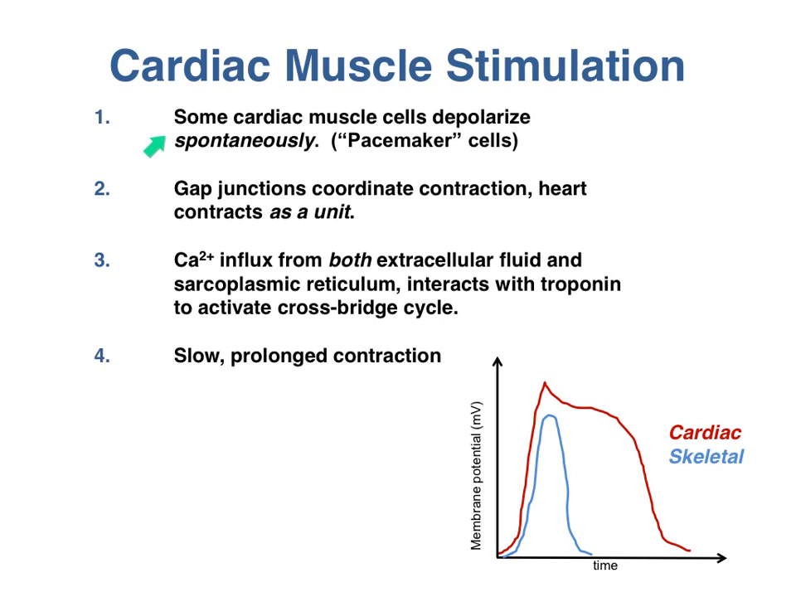One really key difference is that cardiac muscle does not need to be stimulated by the nervous system. There are cells within your heart that depolarize spontaneously. They're called pacemaker cells. They have a leaky membrane and periodically depolarize at a regular rate. And these pacemaker cells are what stimulate the heart to contract.